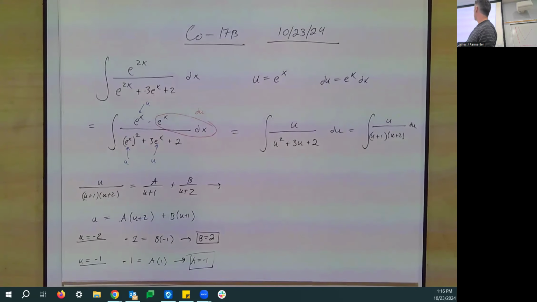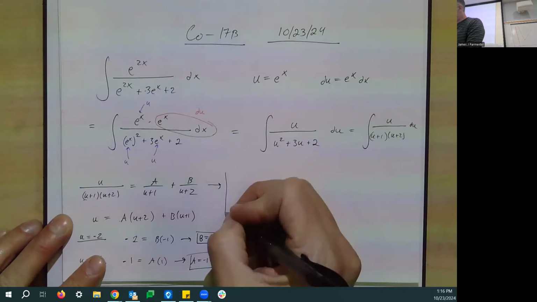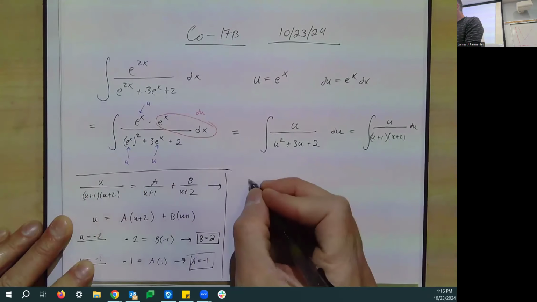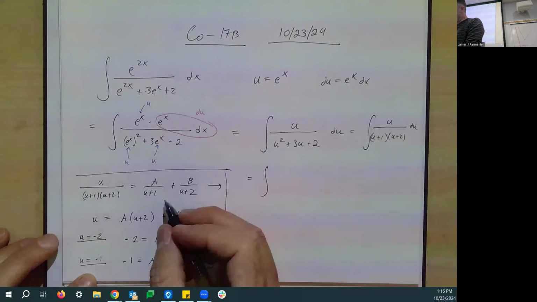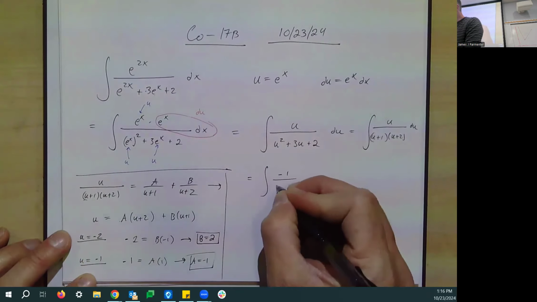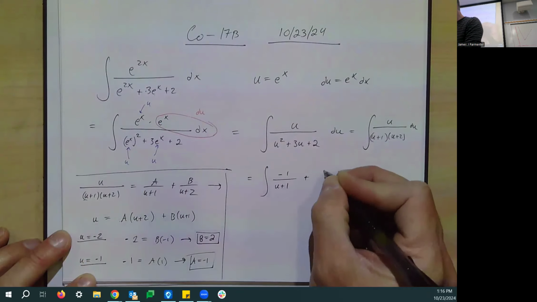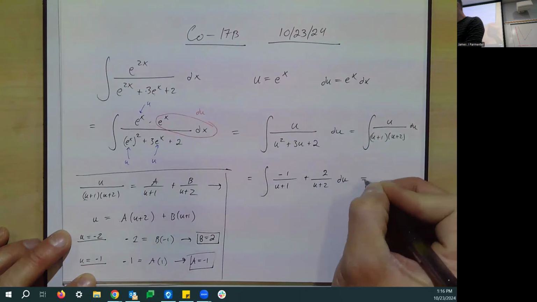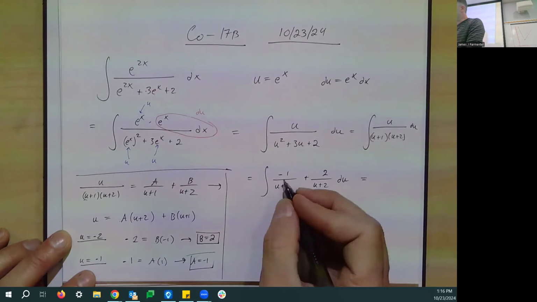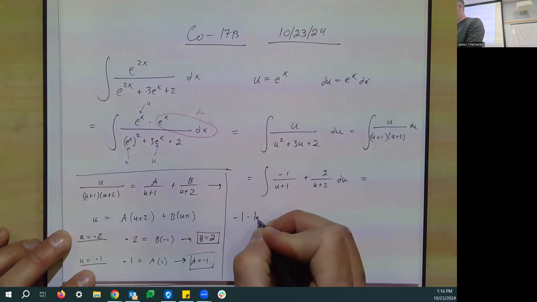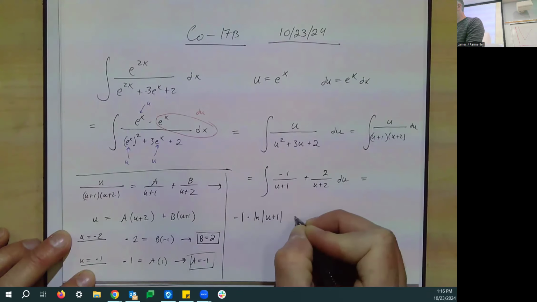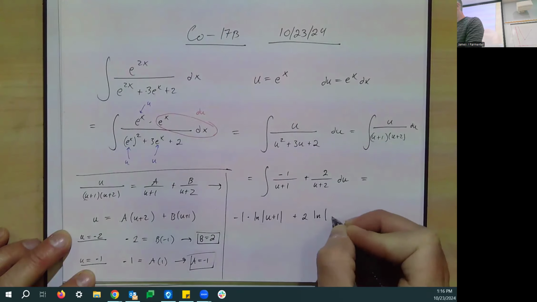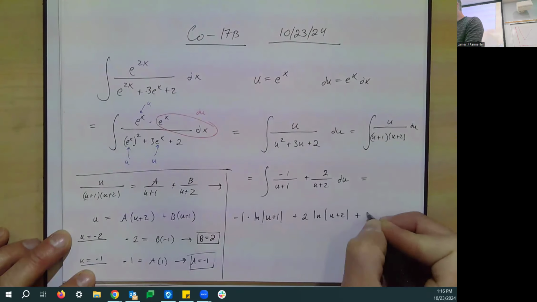So then we're going to rewrite our integral of u over u plus 1 times u plus 2 as the integral of A over u plus 1 plus B over u plus 2. We integrate. We get negative 1 times the natural log of the absolute value of u plus 1, plus 2 times the natural log of the absolute value of u plus 2, plus C.